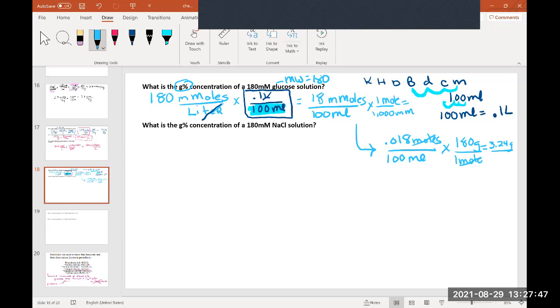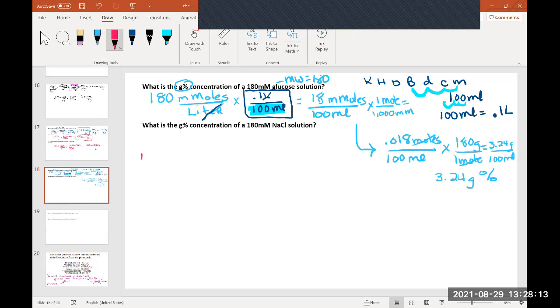3.24 grams for every 100 milliliters of solution. That means 3.24 grams percent. Just making sure I did this correctly. Yep. Okay. Now, what about doing the same thing for sodium chloride?